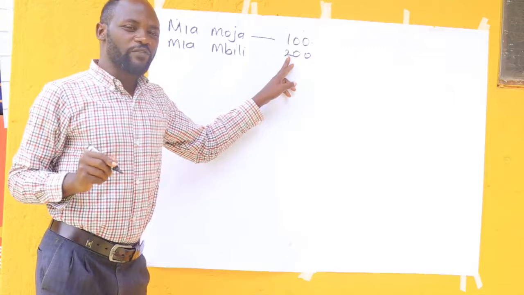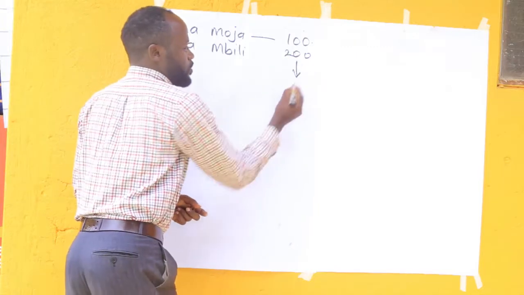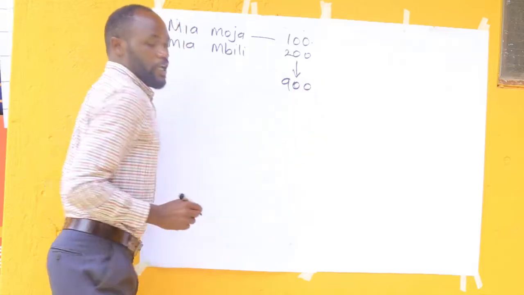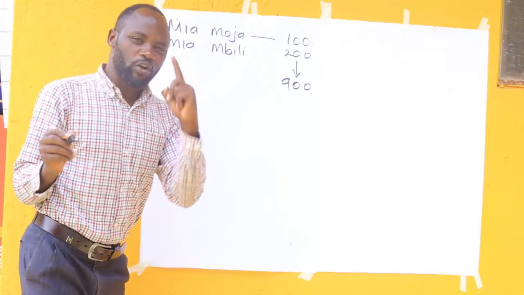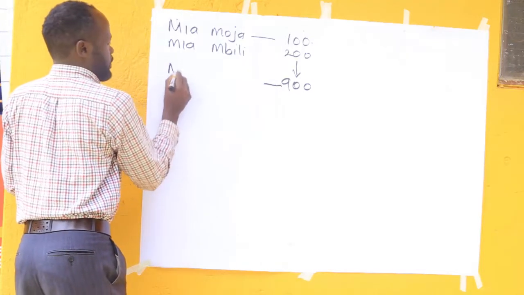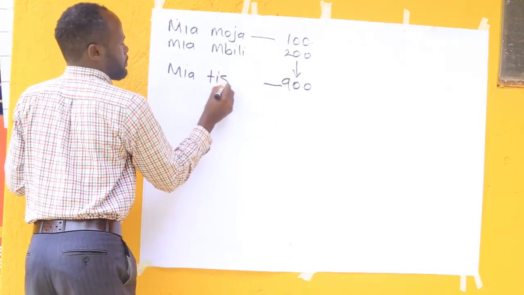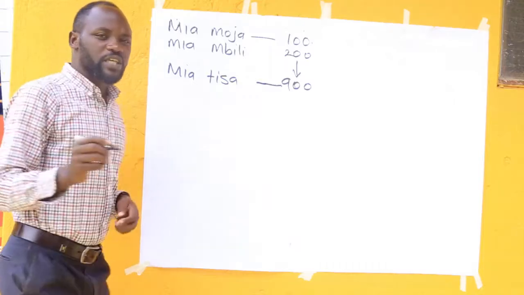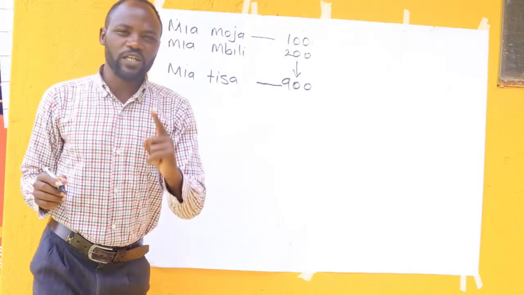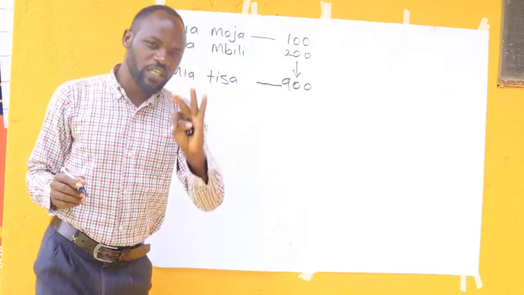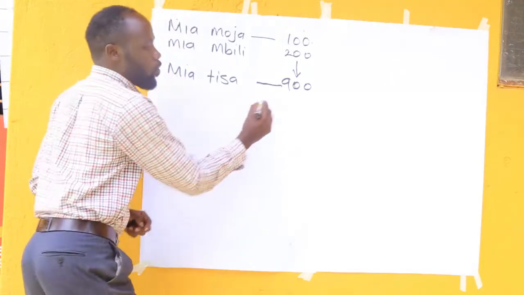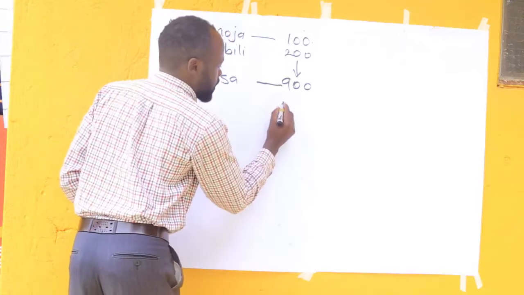So assume we have all the figures in between here, then there we shall have 900. Do you still remember how we call 9? It is called tisa. So this is mia tisa. From mia tisa we shall go to 1000. 1000 is called elfu. A figure with 3 zeros is called elfu. So we call it elfu moja because of that one containing 3 zeros.